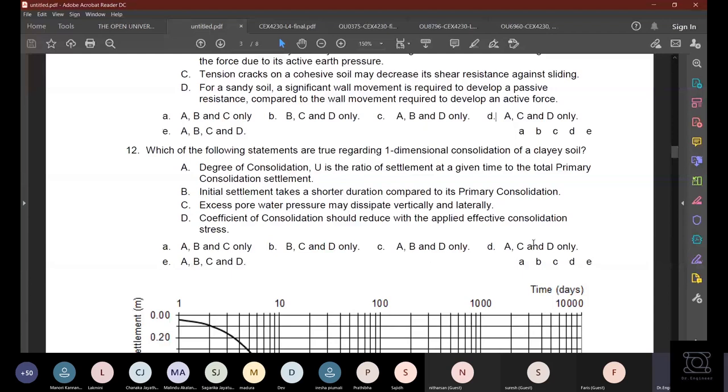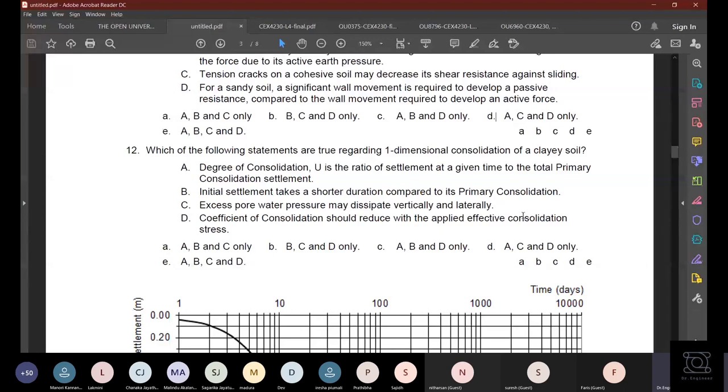Excess pore water pressure may dissipate vertically and laterally. No. In one-dimensional consolidation, it dissipates only vertically. That is one-dimensional consolidation, right? Lateral consolidation may also happen, with lateral draining. You will study those things in level 6 geotechnics. Here they are purely asking about one-dimensional consolidation, so water dissipation is only vertical. So C is wrong.